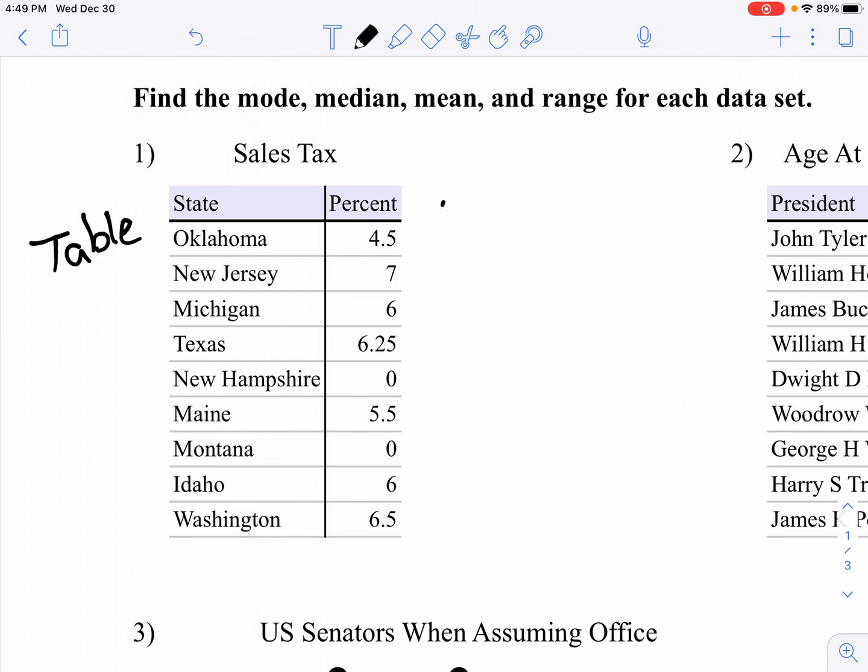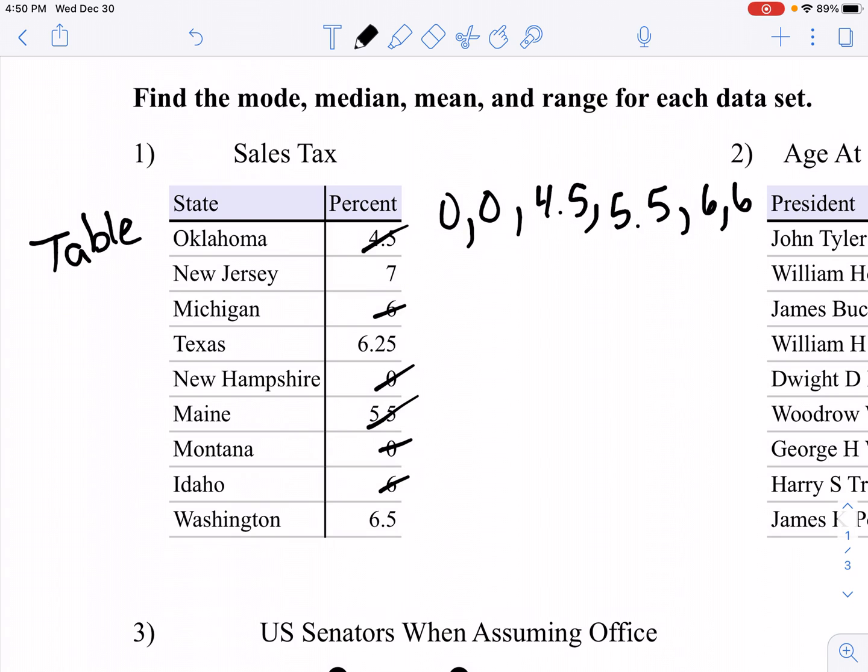Obviously, the smallest value would be 0, and I have 2 of those. And the next value I see is 4.5. Then after 4.5, I see 5.5. Then 6 and 6. And then 6.25. 6.5. And 7.